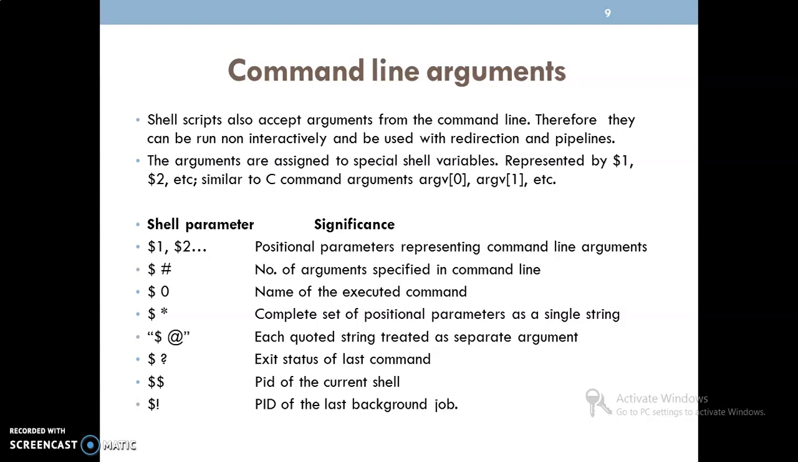In that case, I need to use the dollar with the hash symbol. Next, $0 is the name of the executed command. I just want to list the command name which is being executed. Next, dollar with the asterisk symbol gives the complete set of positional parameters as a single string. I want to concatenate the positional parameters, that is $1, $2, concatenated.